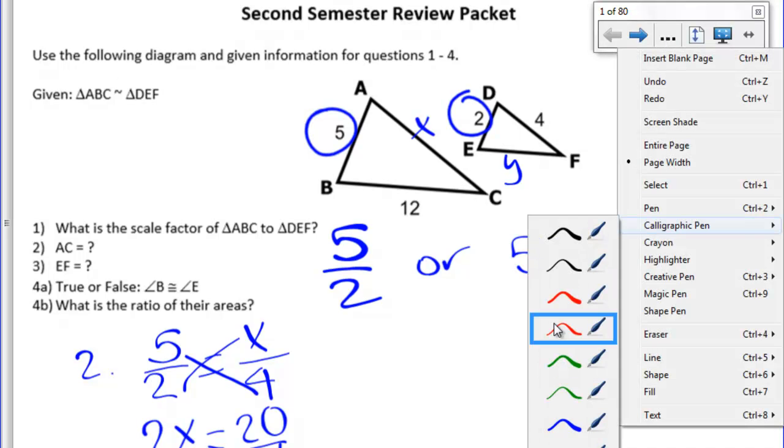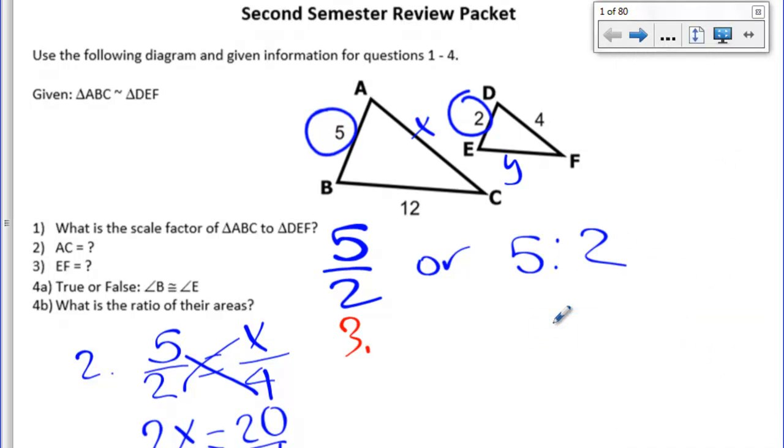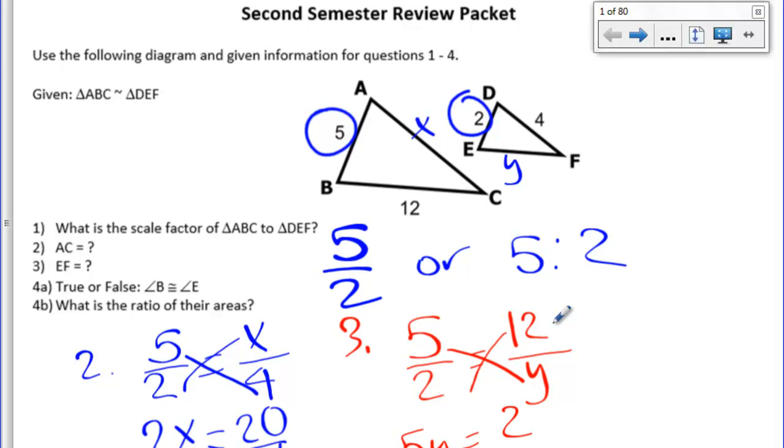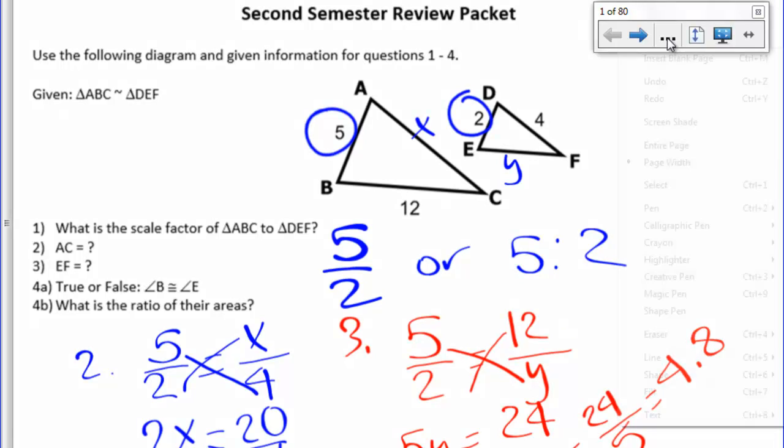For number 3, you can use the scale factor again. And this time I'm going to say 5 over 2 equals 12 over y. Cross multiply, so we get 5y equals 24. And once you divide by 5, you get y equals 24 over 5, or 4.8 as a decimal.